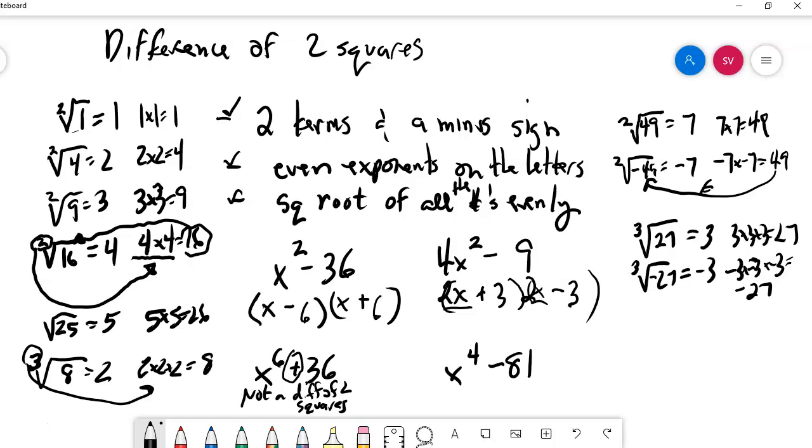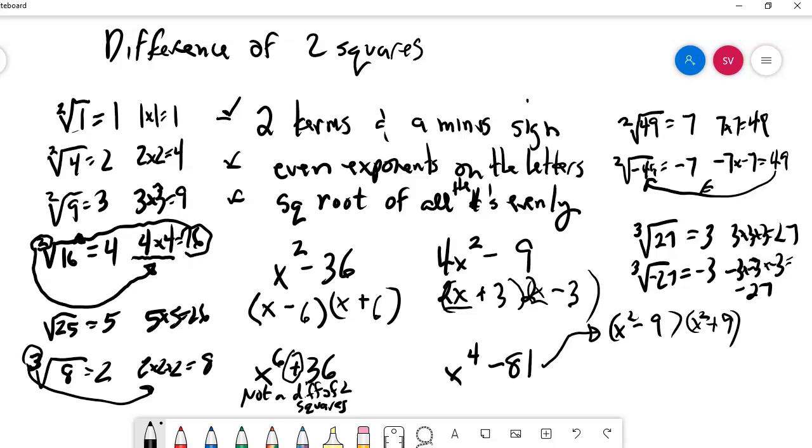Now there's sometimes where we have to go through a couple different levels of doing the difference of 2 squares. So x to the 4th minus 81, that is a difference of 2 squares. You have 2 terms with a minus sign, that's checkpoint 1. We have even exponents, and we could take the square root of the 81 evenly. So therefore, that's going to break down into x squared, show it as a minus and a plus or vice versa, and 81 could break down into 9 and 9.